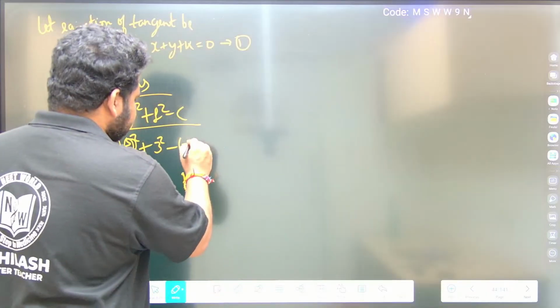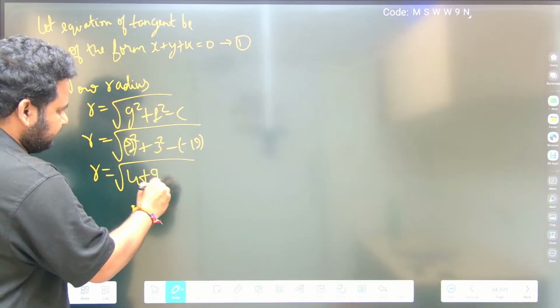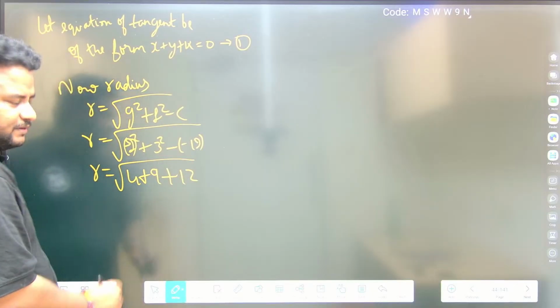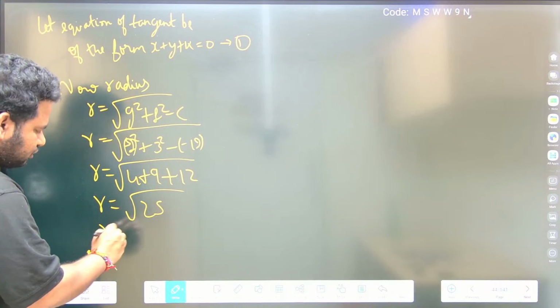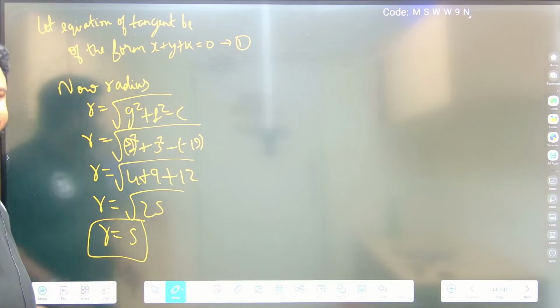So this will become minus 12, correct? So R will become, 2 square is 4, 3 square is 9, minus into minus is 12. Okay, minus into minus is 12. I will get R is equal to square root of 25, R is equal to 5. Radius is equal to 5.